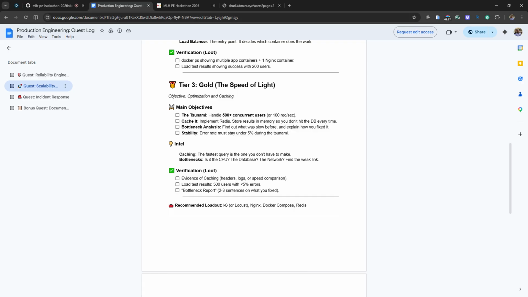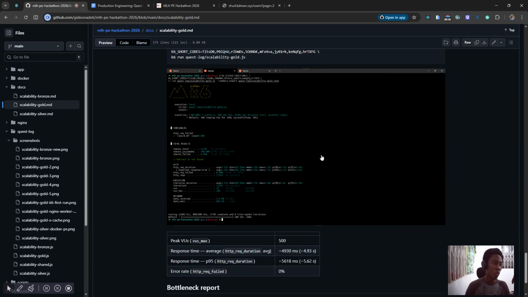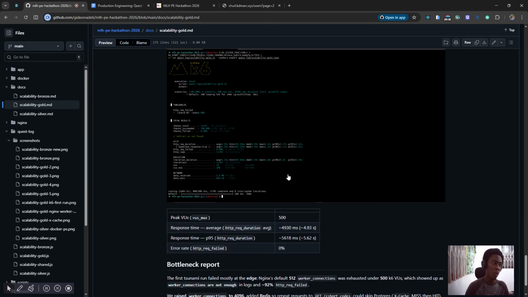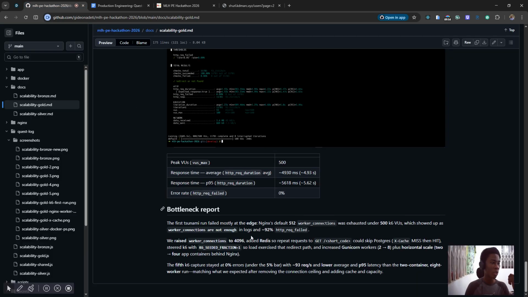The next requirement was the load test results with less than 5% errors. That would be the final run, which resulted in a 0% error rate, way below the 5%, and also pretty good latency or response time, which is 5.62 seconds. And then the bottleneck report. So this is my bottleneck report.